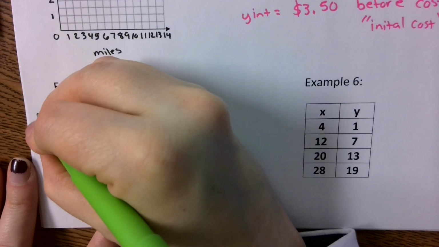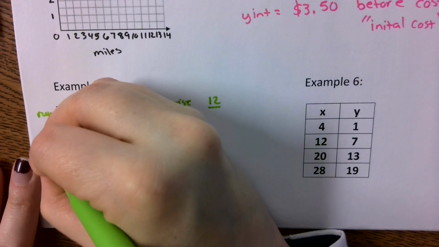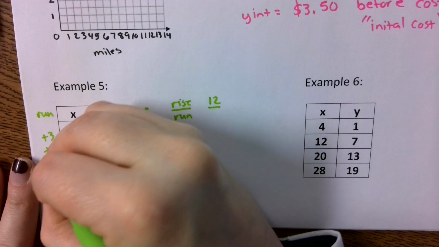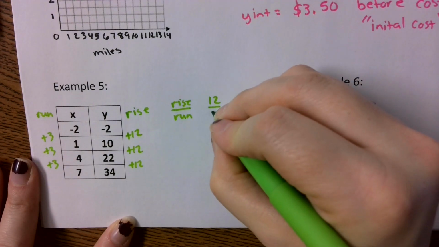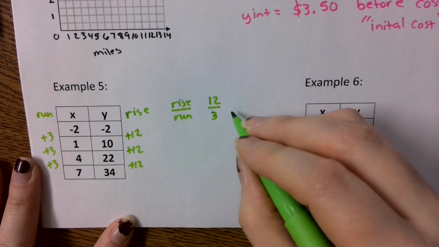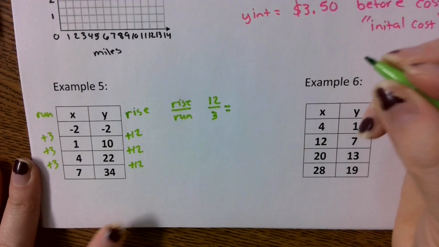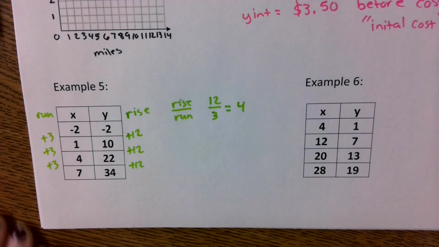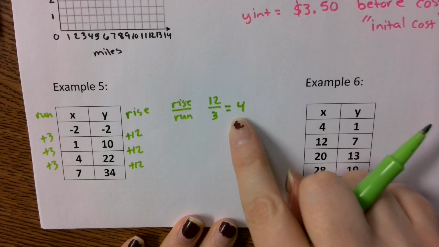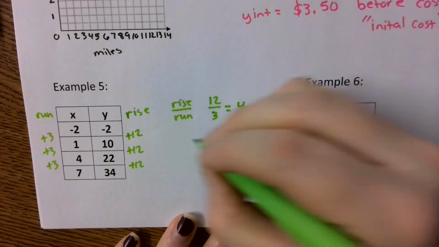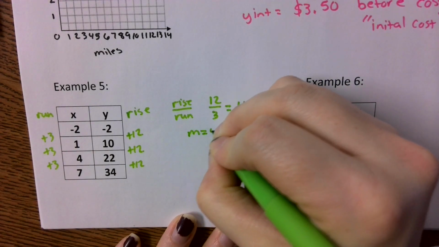What's our run, Tanner? Plus 3, right? Our run is going to be adding 3 every single time. Okay, so we have a positive 3. So then our slope is what? 4. So what was so hard about that? Okay, so this is our slope. This is what m equals. M is equal to 4.